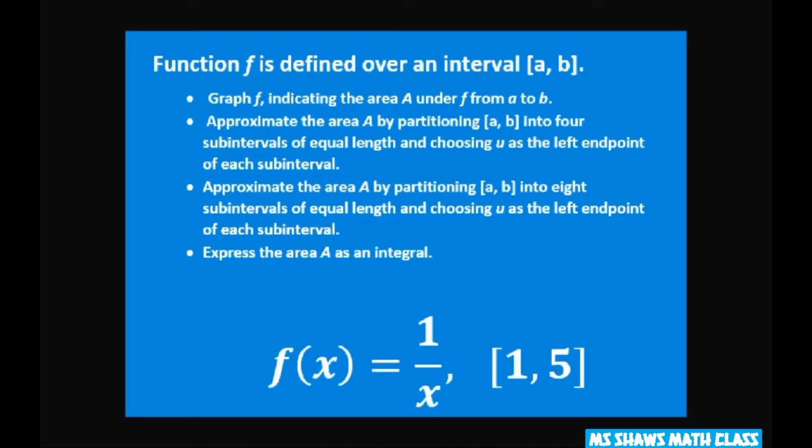Hello everyone, our function is defined over the interval [1, 5]. Our function is 1 divided by x. We're going to approximate the area by partitioning 1 through 5 into 4 subintervals and into 8 subintervals of equal length, choosing u as the left endpoint of each subinterval. We're also going to express the area as an integral, and I'm also going to evaluate the integral.